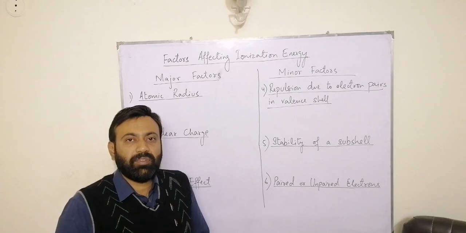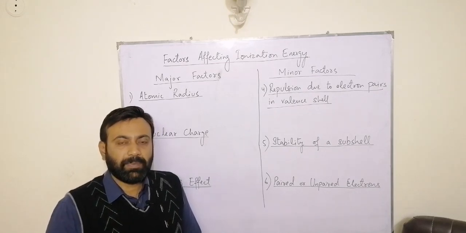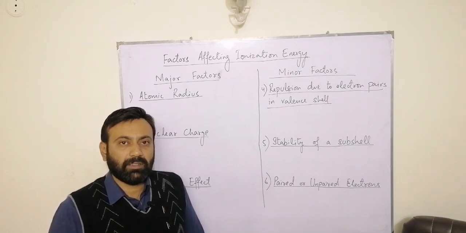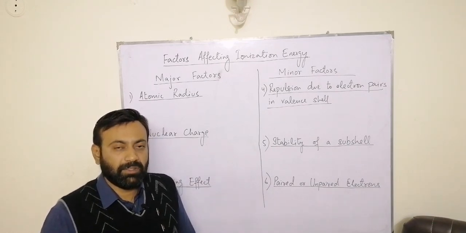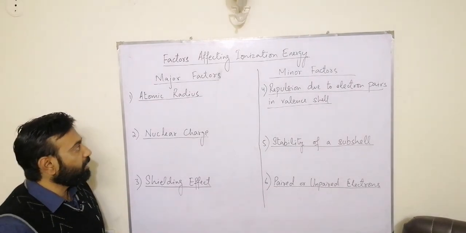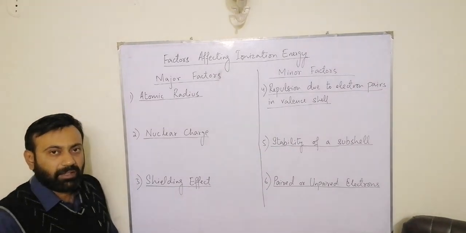Okay, now the factors affecting ionization energy. There are 6 factors in total that affect ionization energy. 3 of them are major factors, and the major factors are atomic radius, nuclear charge, and shielding effect.